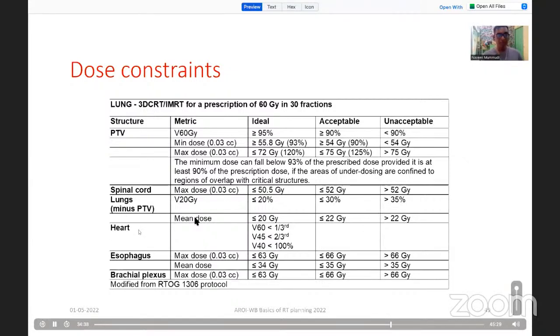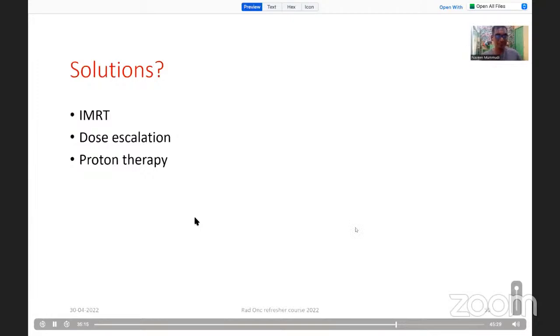For heart, we again use these constraints. In addition to the V60, V45, we also look at the V40, and we make sure the V40, the volume receiving 40 gray, is not more than 30%, and also the volume receiving 30 gray is not more than 40%. So those are the important dosimetric constraints for heart. Esophagus, you have to ensure that there is no hotspot sitting on the esophagus, because esophagitis can seriously compromise patients' tolerability of the therapy. If you are treating a superior sulcus tumor, you need to make sure that your hotspots are again not sitting on the brachial plexus.